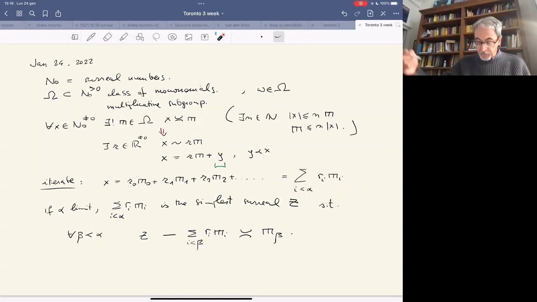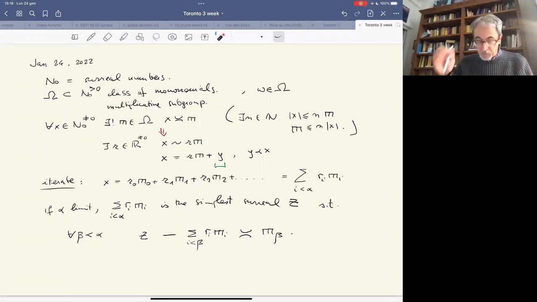At successor stage, it's clear what you do: you add an extra term, and at limit stage, you do this. But then the theorem is that every surreal, sorry, I'm mixing up a lot of things in this slide, but this has been explained last time.